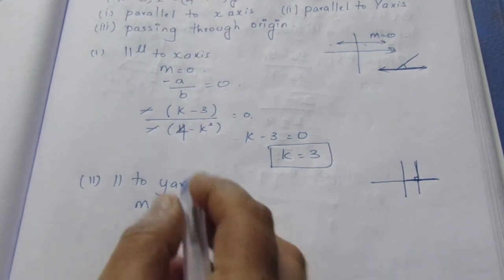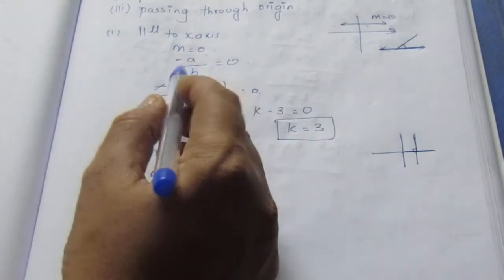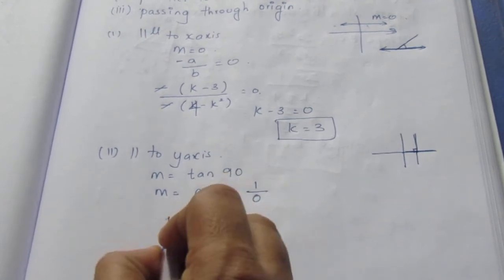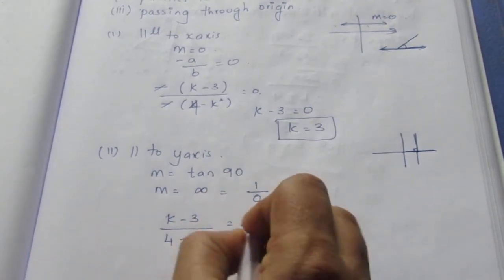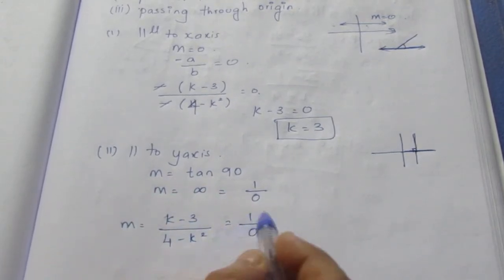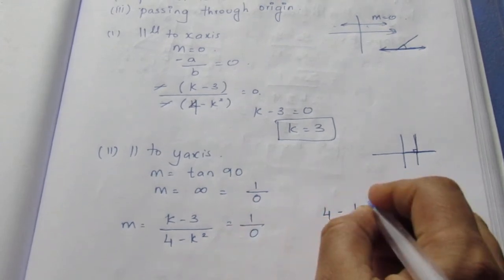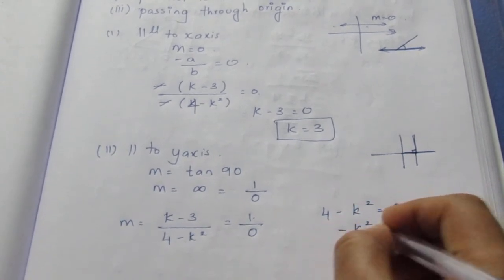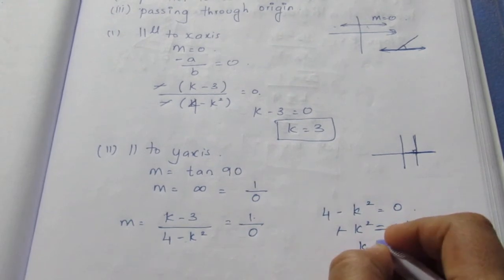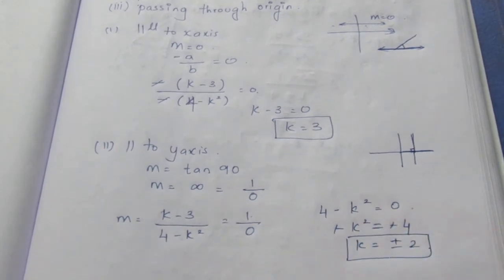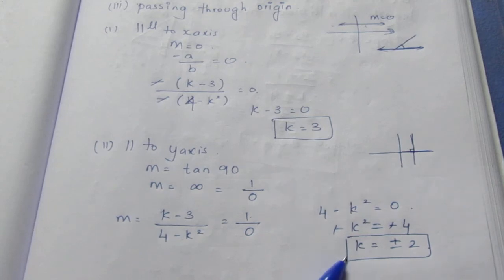So we can directly substitute in the formula minus a by b. This is the minus a by b, which is (k minus 3) by (4 minus k square), equal to your slope, that is 1 by 0. If I cross multiply, here it becomes 0. This is equal to 4 minus k square is equal to, if I multiply with 1, this will be equal to 0. Minus k square equal to minus 4. Minus minus get cancelled. K square is equal to 4, so k is equal to plus or minus 2. It goes as a root. Root 4 is nothing but plus or minus 2. So k value for the second one is plus or minus 2.